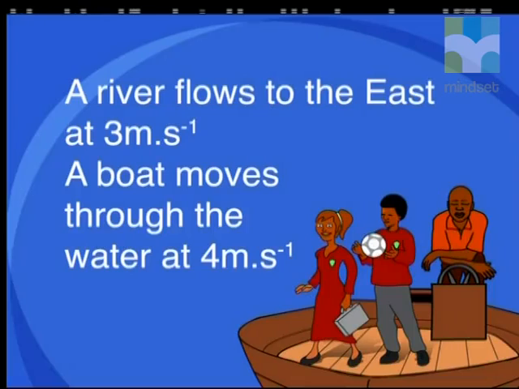When we add velocity vectors together, we will need to use the rules of vector addition. In this lesson, we consider situations where two different velocities result in the motion of an object. Let us tackle problems of how to get across a river. Consider a problem in which a river flows to the east at 3 meters per second. A boat moves through the water at 4 meters per second.